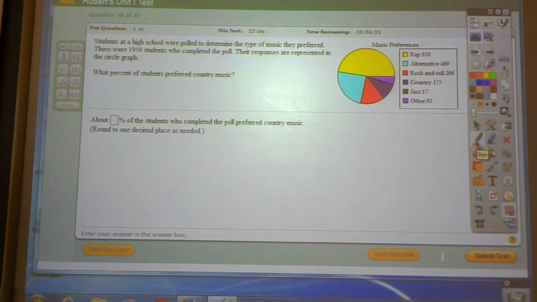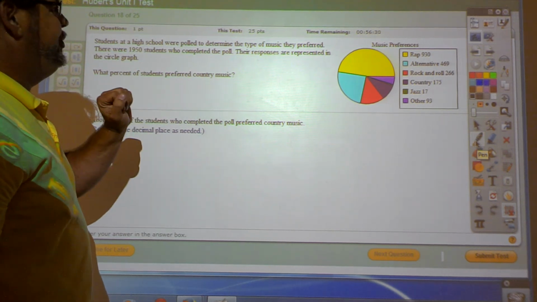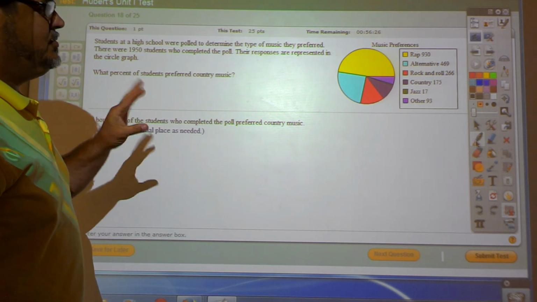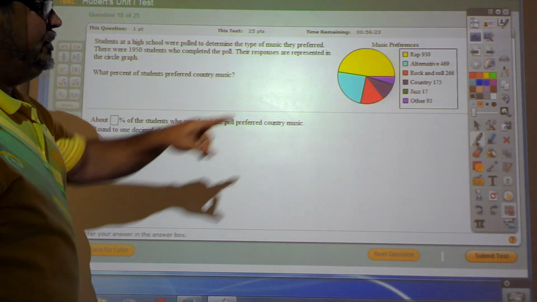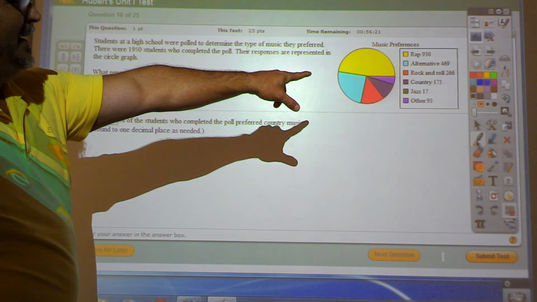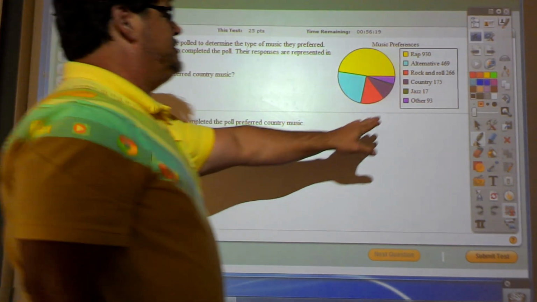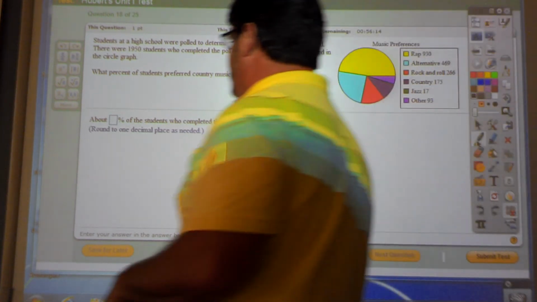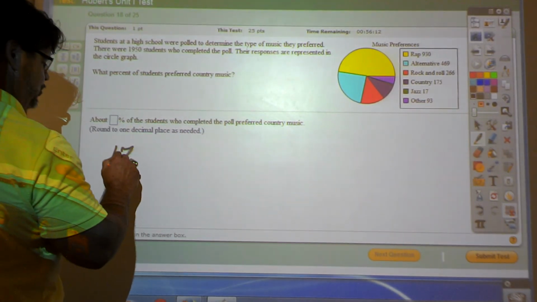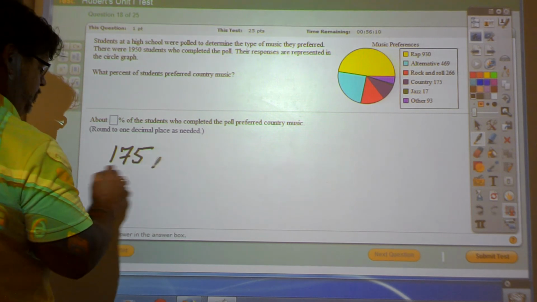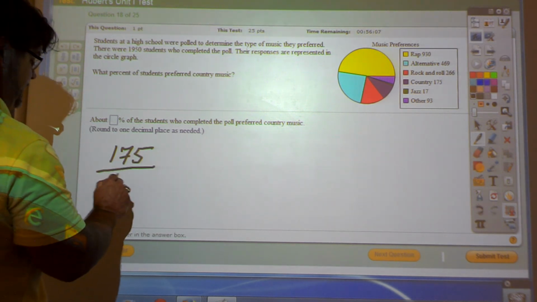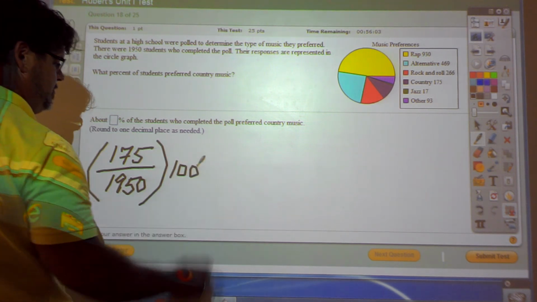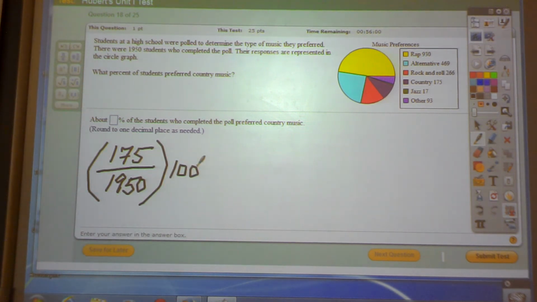All right, so how many preferred country music? Country is not defined, but let it go, you didn't write the problem. All right, it's purple, and there is 175 students. So that'd be 175 divided by the total times 100. What's the total? 1950? And multiply that by 100. Somebody give me that number. It says round to 1 decimal place.